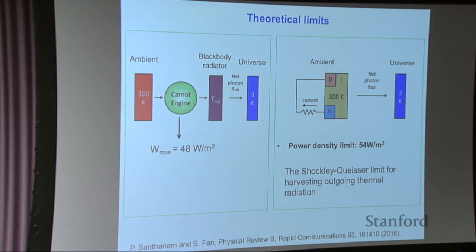In this case, you can ask, how much can you theoretically get out of this setup, at least again in the same ideal case where you imagine that you are trying to do this conversion between a 300 Kelvin ambient and the 3 K universe, and when your engine is sitting on the hot side. The analysis for this, which is very similar to the Shockley-Queisser analysis, gives you a power density of 54 watt per meter square, which is already higher than the use of a Carnot engine.